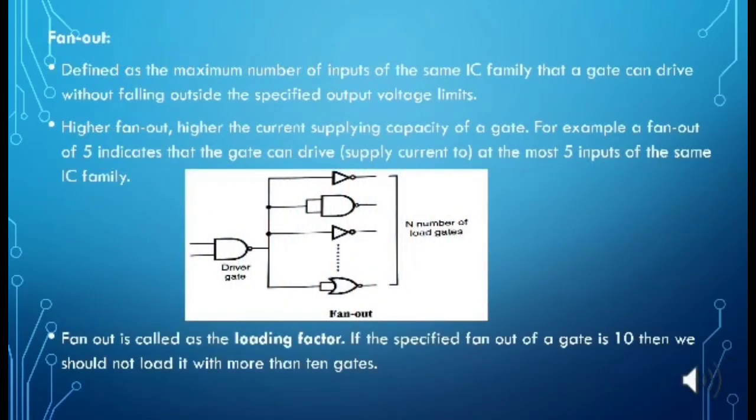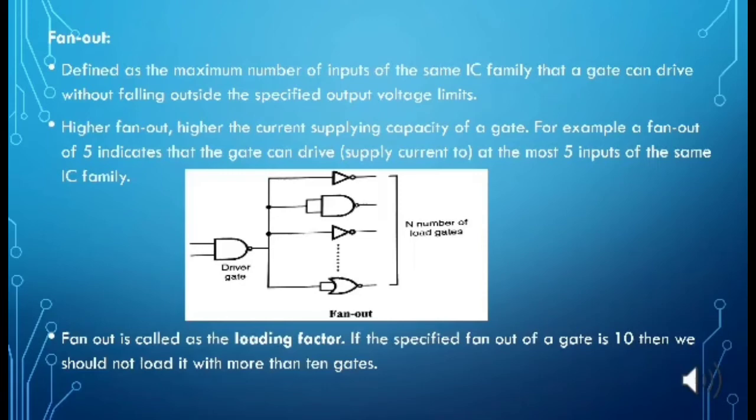Fan-out. Fan-out is defined as the maximum number of inputs of the same IC family that a gate can drive without falling outside the specified output voltage limits. Higher fan-out means higher current supplying capacity of a gate. For example, a fan-out of 5 indicates that the gate can drive at the most 5 inputs of the same IC family. The concept of fan-out will be more clear if you refer to the figure given below.